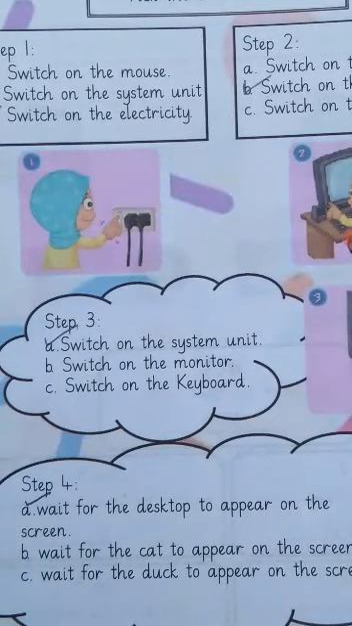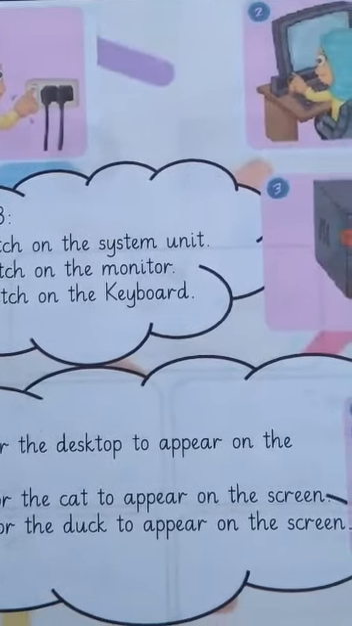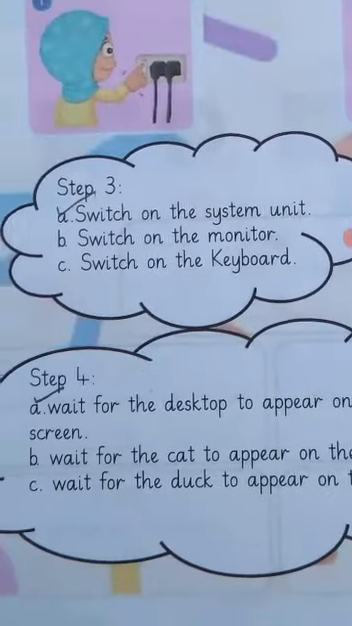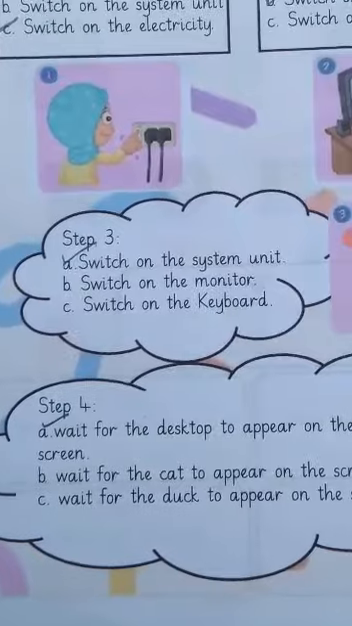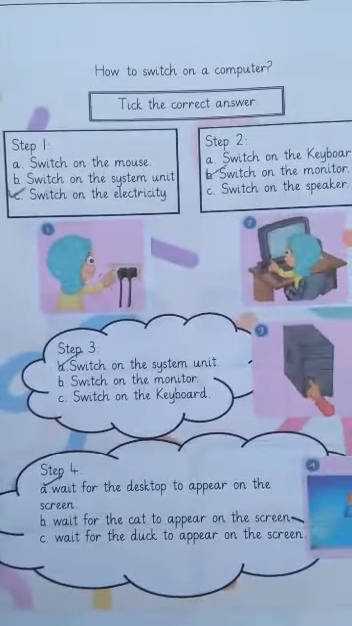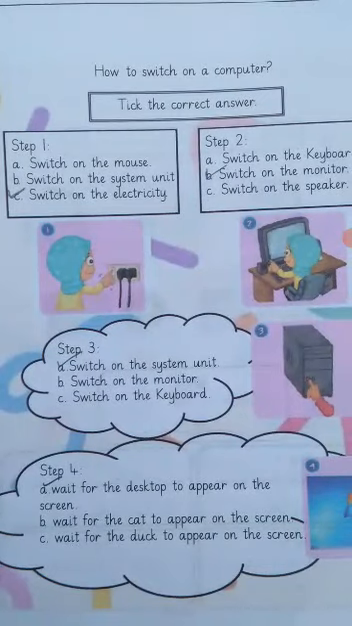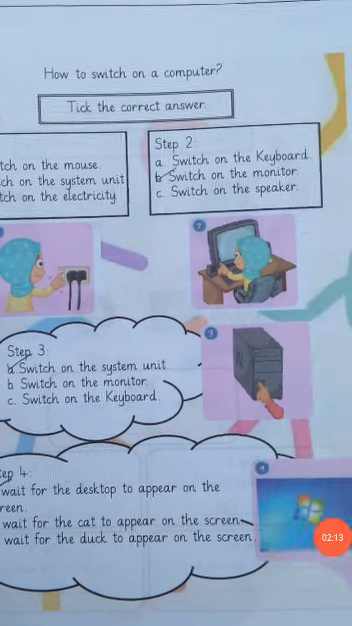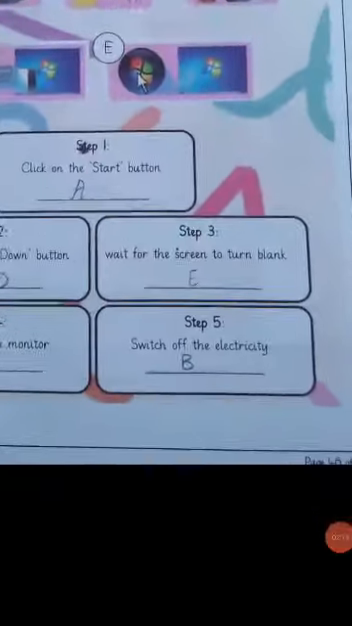And step 4 is wait for the screen, so we will tick A. Here there are some steps that show how to switch on a computer. So our next page is 46.